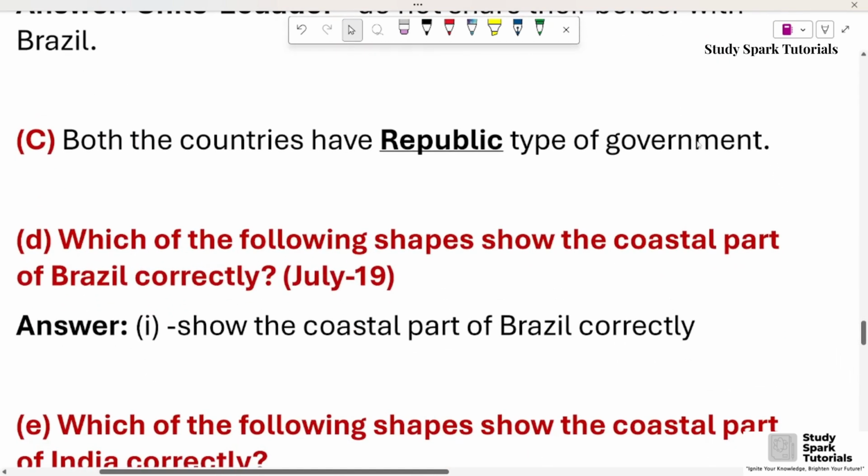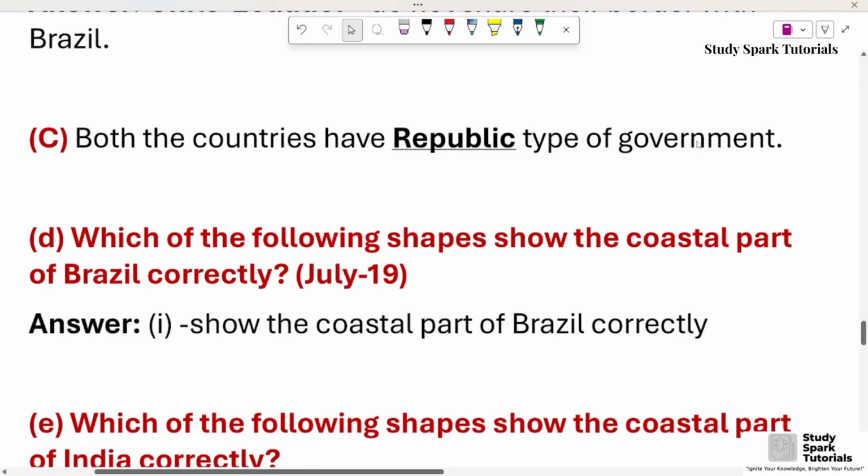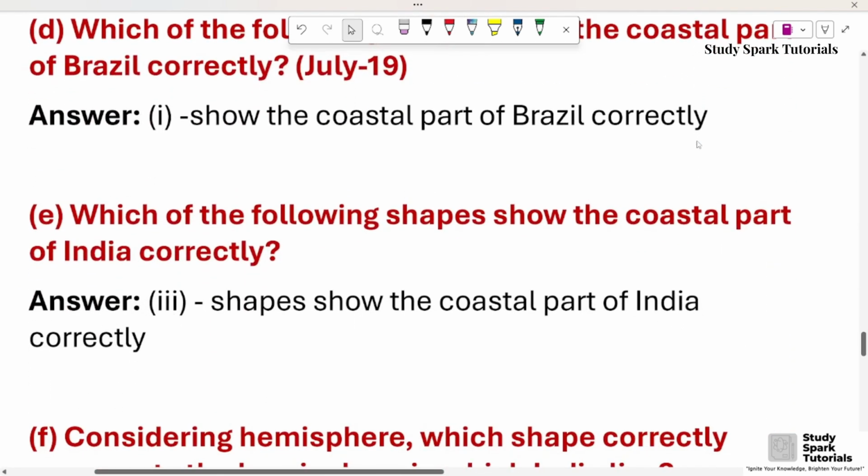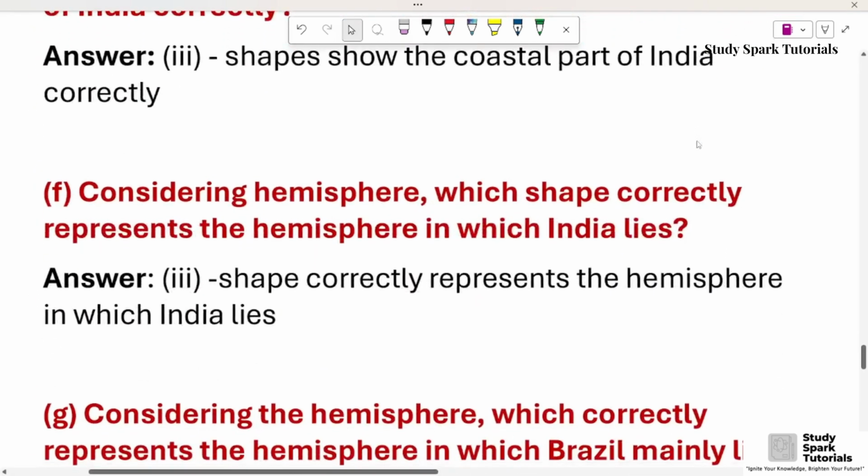D, which of the following shapes show the coastal part of Brazil correctly? Answer, first number image show the coastal part of Brazil correctly. E, which of the following shapes show the coastal part of India correctly? Answer, third number of image shape shows the coastal part of India correctly.